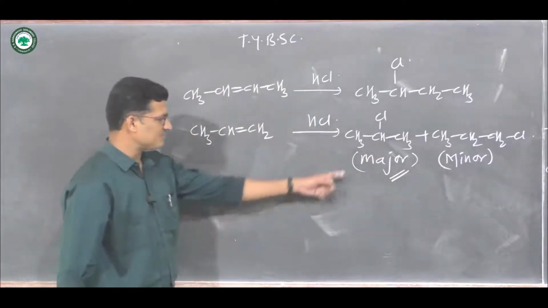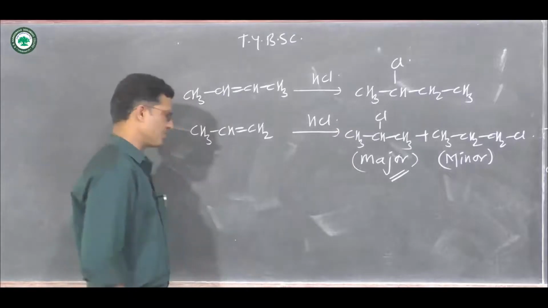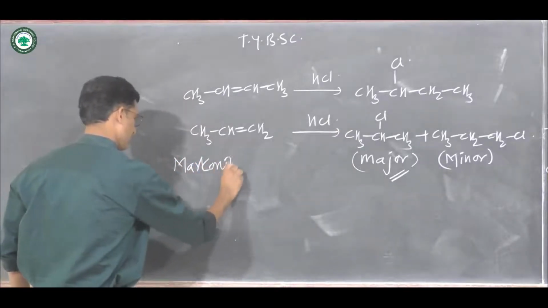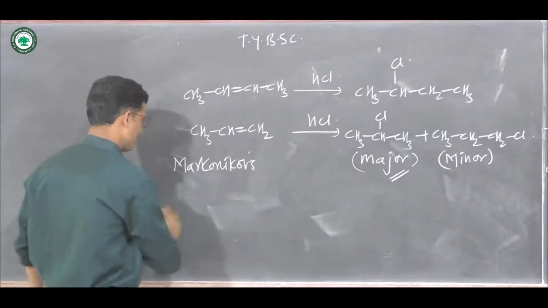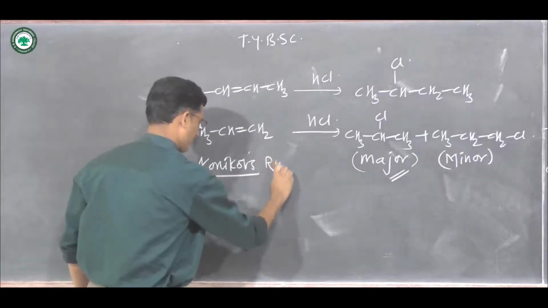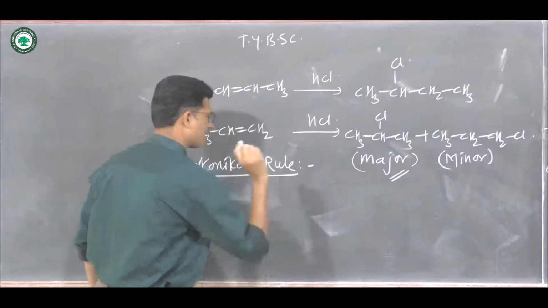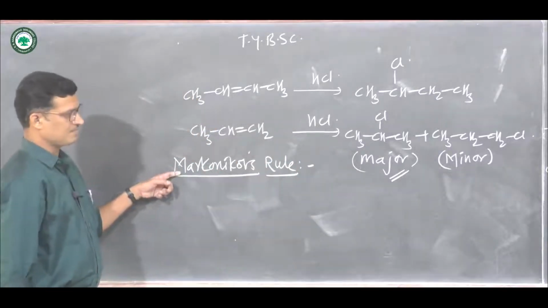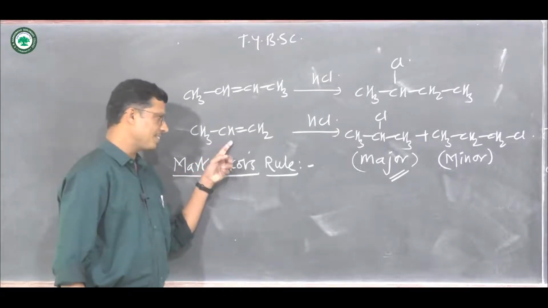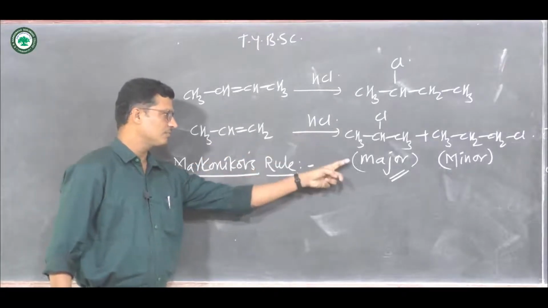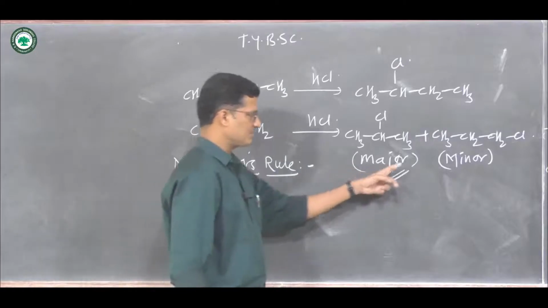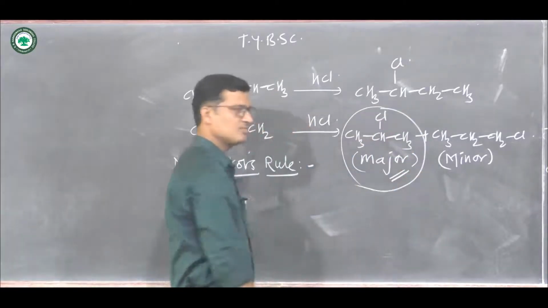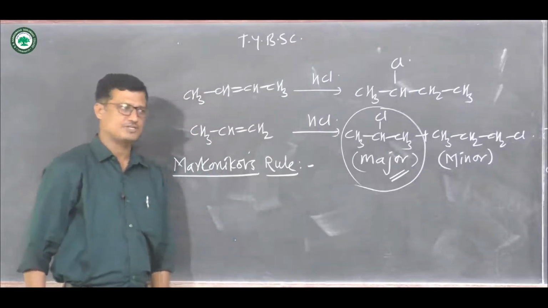So why is this product major? It is described by the Markovnikov rule. We call it the Markovnikov rule or Markovnikov addition. What is meant by Markovnikov addition? Take propene, addition of HCl. This product is major, this product is minor. And this major product is according to the Markovnikov rule or Markovnikov addition.